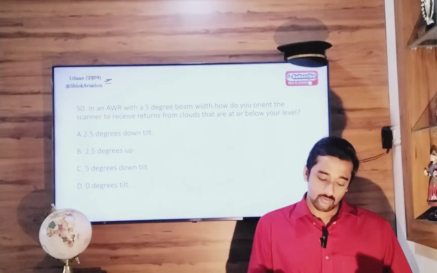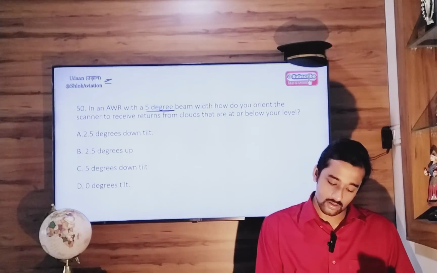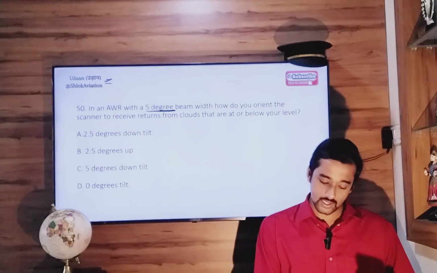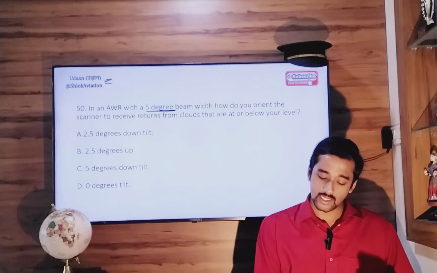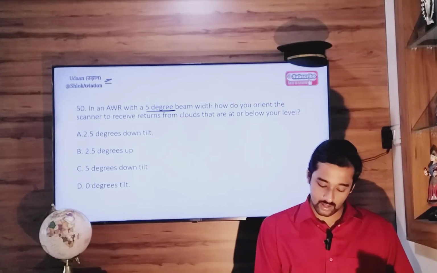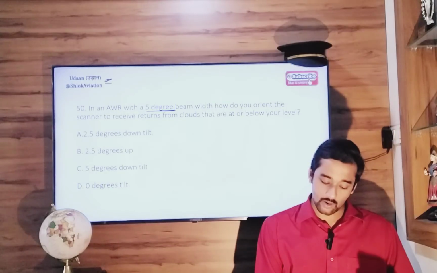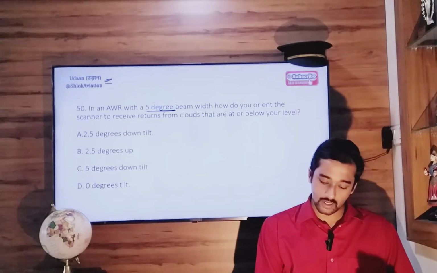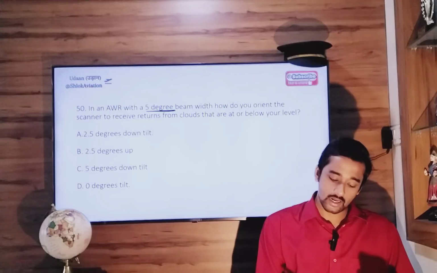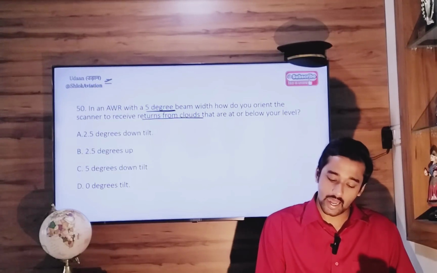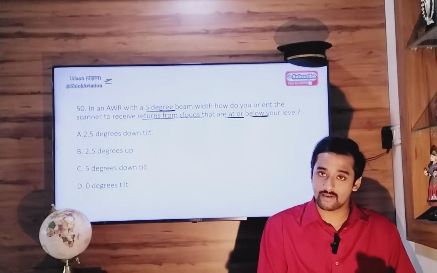50. Beam width is given to you as 5 degrees. Now how will you orient it to receive returns from clouds that are at or below your level? 2.5 degrees down tilt, 2.5 degrees up tilt, 5 degrees down tilt, or 0 degrees tilt. So you want to receive returns from clouds that are at your level or below your level.